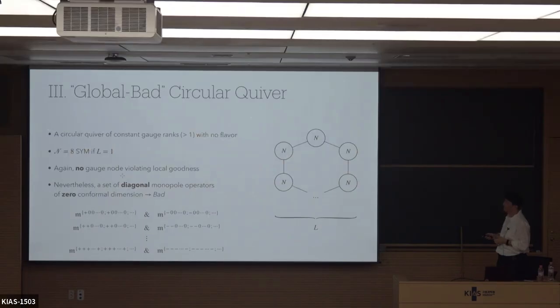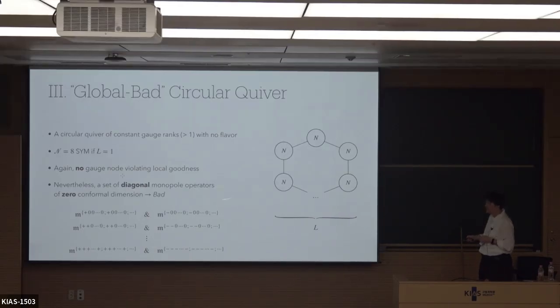Now, the last example is the global bad circular quiver, which is the most interesting thing. Now I remove the flavor completely, so we only have a circular quiver without flavors. If we take L equal to 1, if we just consider a single gauge node, it is just a U(N) super Yang-Mills with one adjoint hyper, which is nothing but the N equal to 4 super Yang-Mills we considered in the introduction. And again, you can check there is no gauge node violating the local goodness.